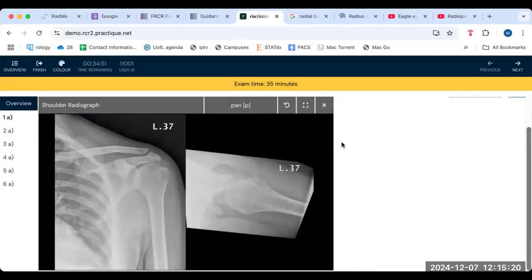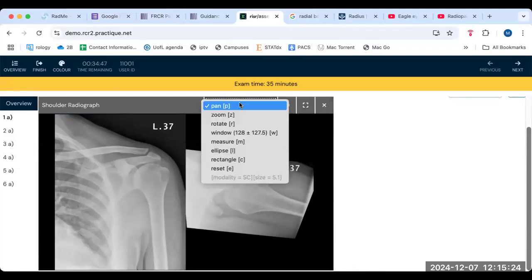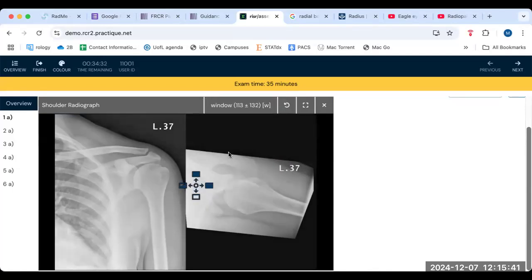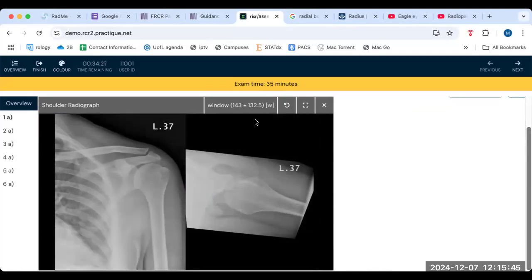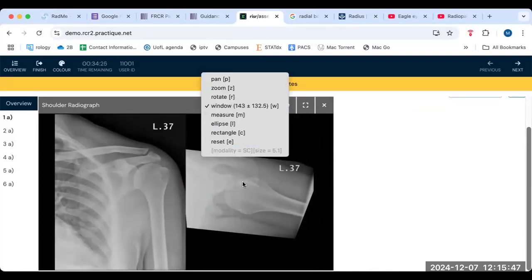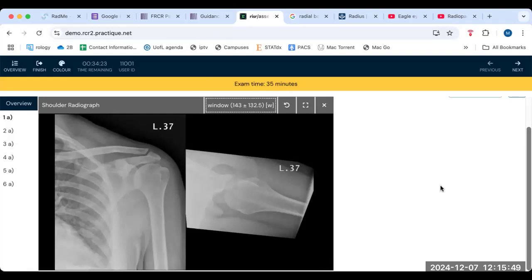Where is the window measure ellipse? Yeah, I don't see the option of invert image. I don't see it. You may make it by your own hands like that, but it is difficult really. Without the option being here, it is difficult.